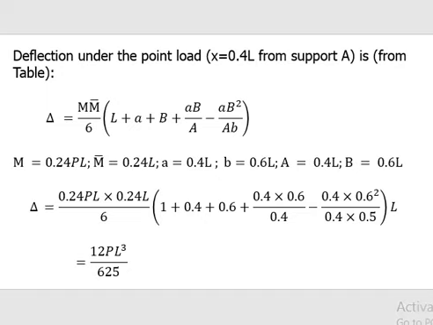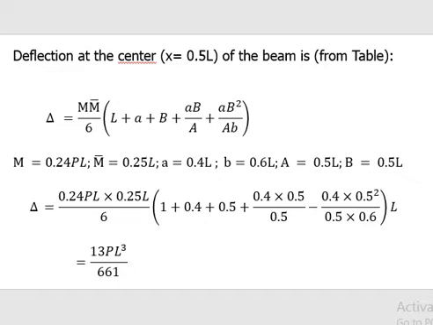Substituting these values into the displacement formula, which we obtained from the table, and using our calculator, we got displacement to be 12 PL raised to the power 3 over 625. So, substituting the values of M bar, A, L, A, capital B into that displacement equation, solving out gave us that final value for displacement, that is 13 PL raised to the power 3 over 661.